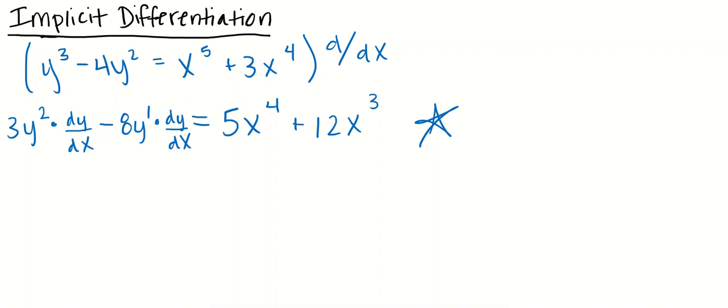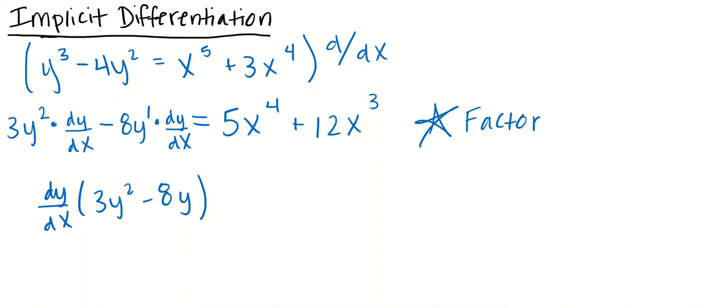They go, I have two dy dx terms, I don't know how to get those by themselves. And so what you're going to need to do here is factor. You are going to need to factor the left side of the equation. So what I mean by that is we have dy dx in both these terms, so we can factor a dy dx out. So when we do that, we're going to have dy dx times 3y squared minus 8y. So what I did is I factored the dy dx out of both these terms, and that'll all still be equal to 5x to the fourth plus 12x cubed.